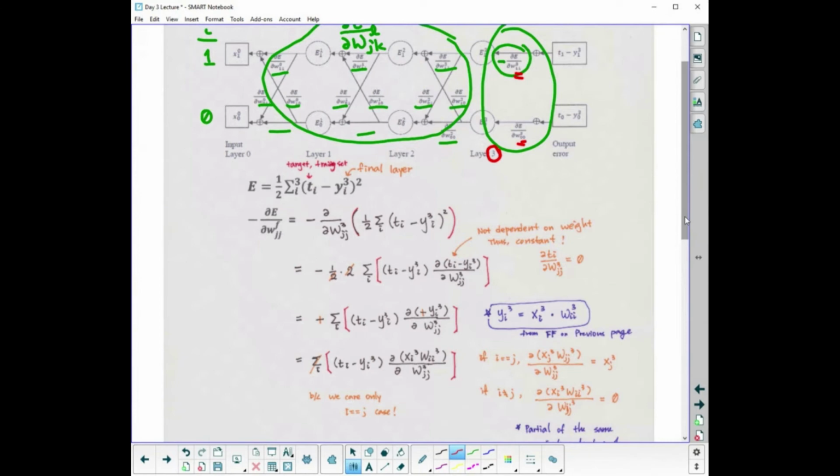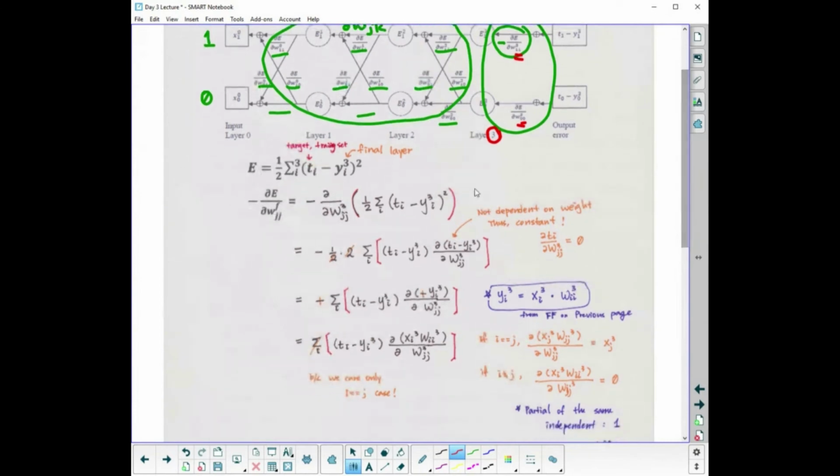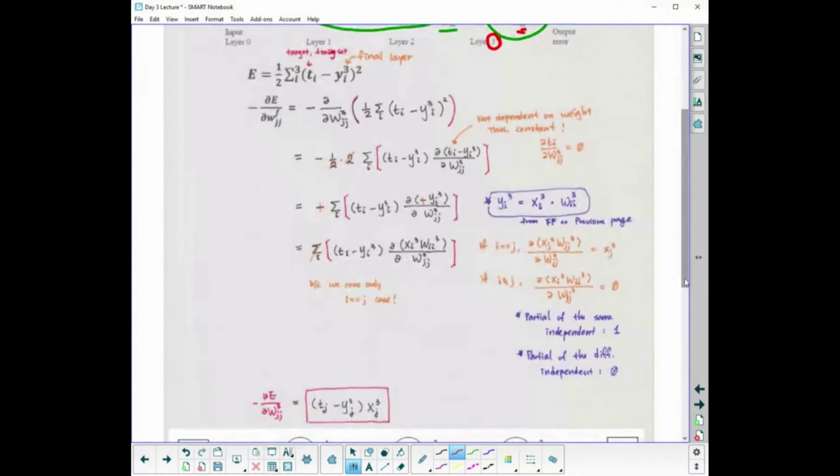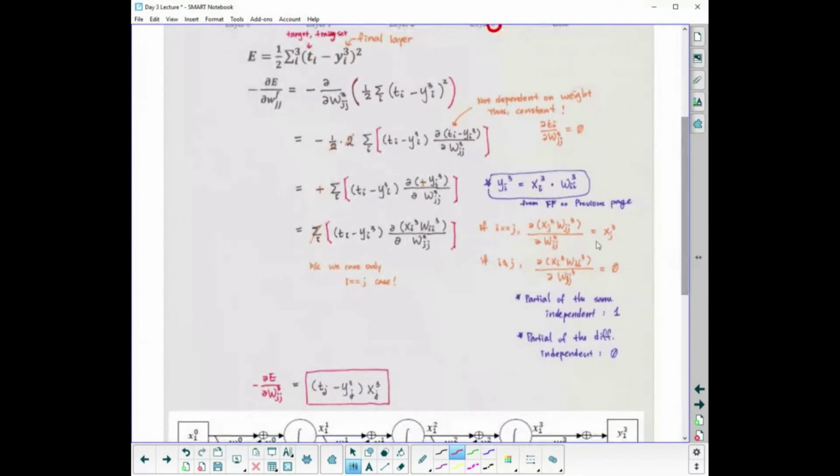Then this is the error equation in this case. If you do the derivative, the 2 goes out, then inside the sigma is still there, then the derivative of Ti minus Yi layer 3. So you can write it down as a partial. Then you can think about whether you can simplify this partial more.